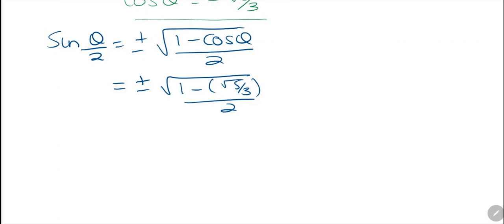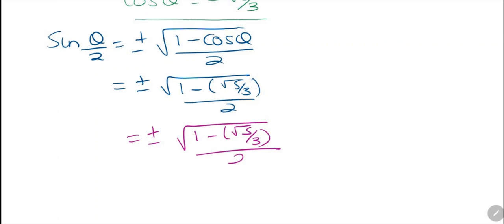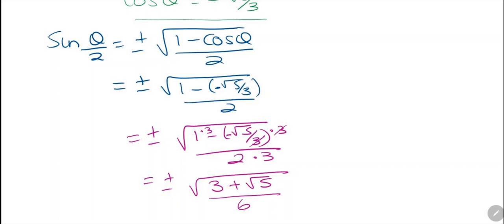So I'm going to just rewrite this out again. I'm going to multiply everything by 3, so this will simplify. And then I'll have 3 minus, actually that's a minus there, so that's going to be minus, and a minus is a plus. So that's 3 plus root 5, and that is divided by 6.